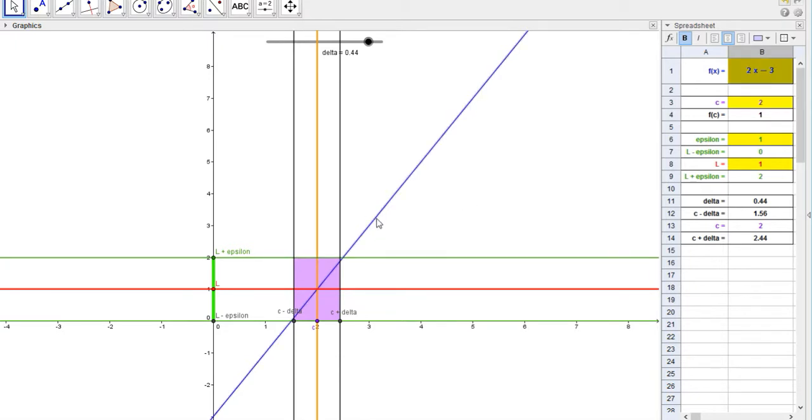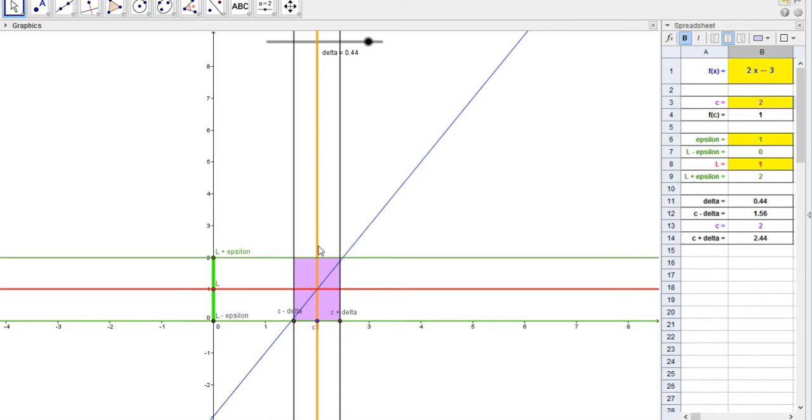All right, so that gives us the blue graph. Now what we're interested in doing is taking the limit of 2x minus 3 as x approaches 2. So we find 2 on the x-axis, and I've drawn a vertical line there with the software. We're not talking about what's on that vertical line. We don't care if the function is defined there or not. In fact, in this case it is, but we're not interested in that.